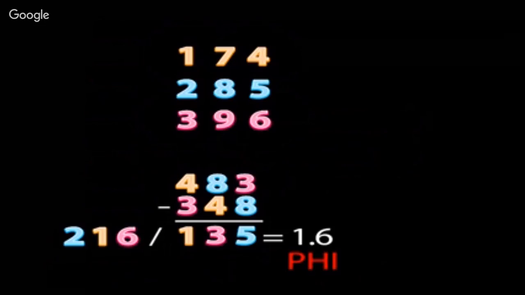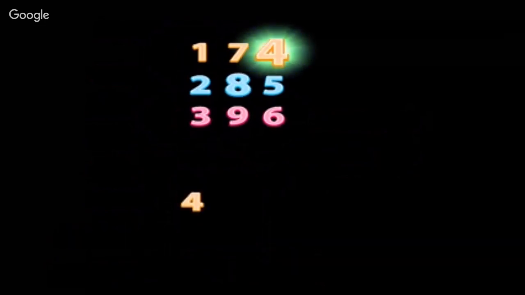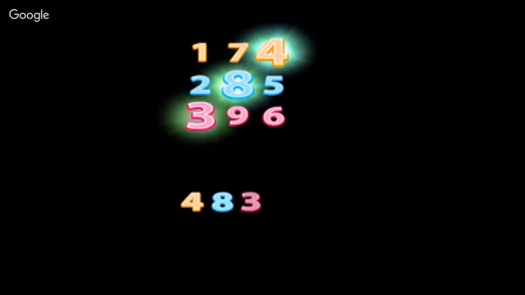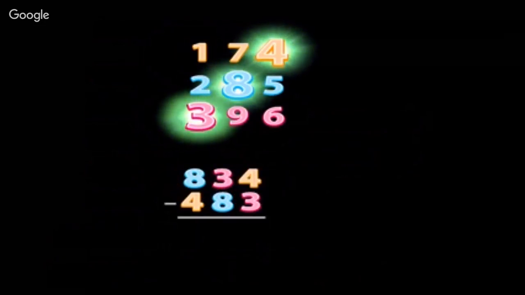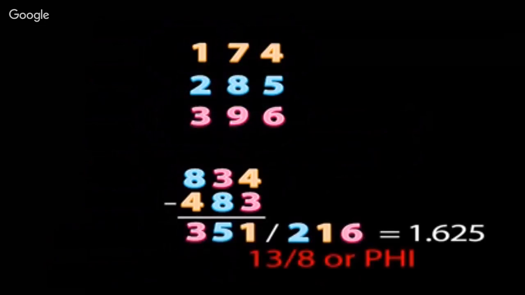phi spiral. On this next one, I started at the 4 and just went straight down the diagonal to the left, all the way down to the 3. I subtracted that from its shifted pair of 834, and I get 351. I then divide that by an octave of the 432, and I get another number on the phi spiral.